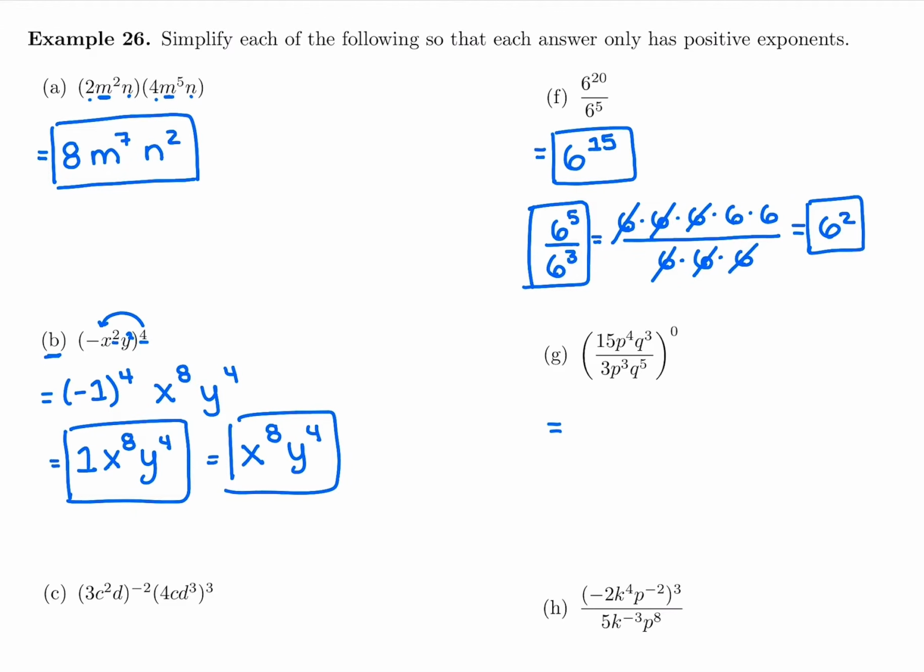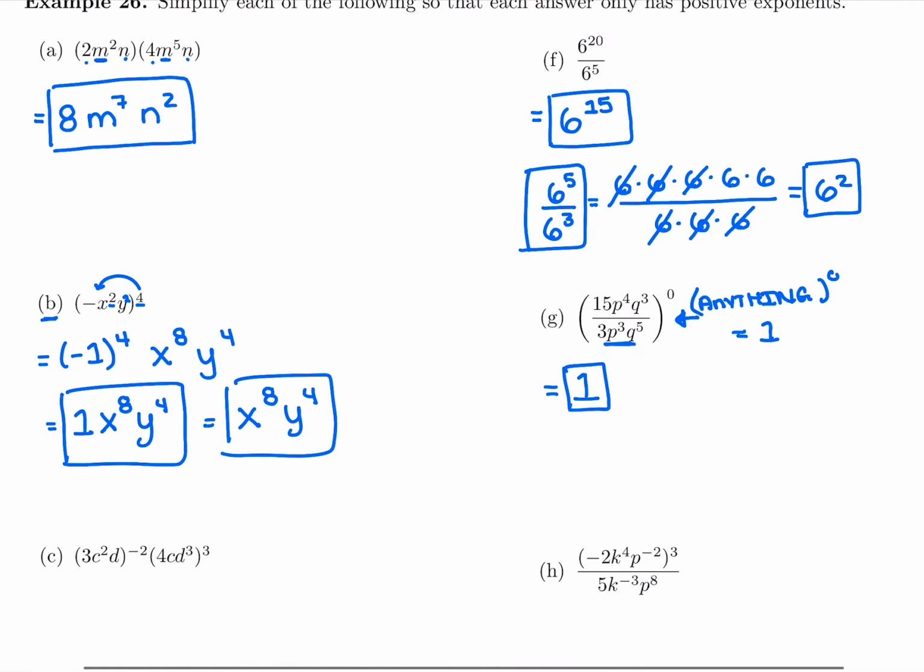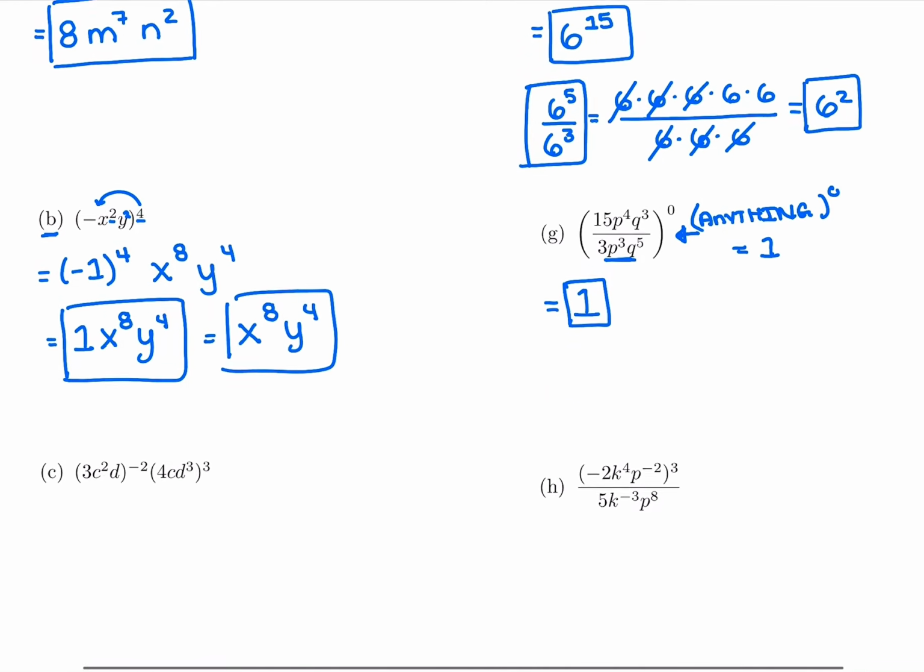Moving over to the other side, this is a much simpler problem. Anything to the 0 power equals 1. Anything raised to a 0 equals 1. So this whole thing raised to the 0 power is just 1. Now, typically when you see anything to the 0, you can cross it off and just write a 1 there, if that's helpful, since anything to the 0 does equal 1.